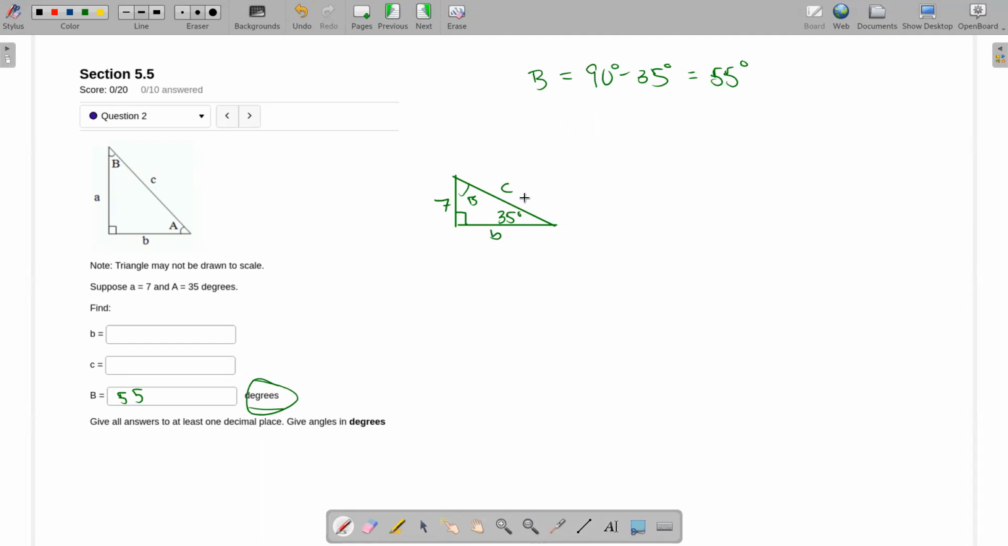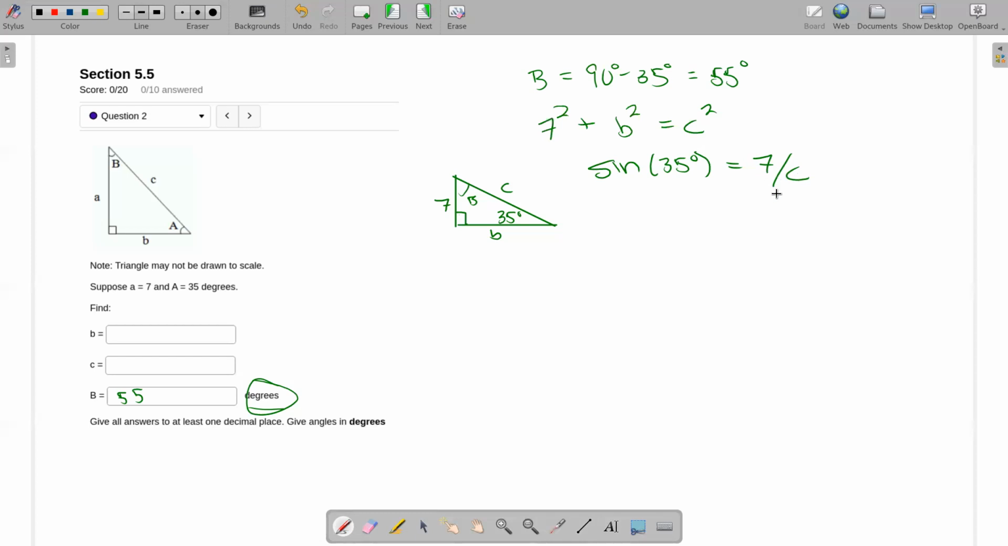All right, so let's see, what can we do to figure that out? We know the Pythagorean theorem: A squared, 7 squared, plus B squared has to equal C squared. So that gives me 2 unknowns, so that doesn't quite help yet. What else do I know? Well, I know that the sine of 35 degrees would be 7 over C. So then I could solve this for C.